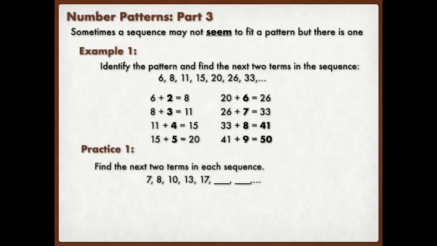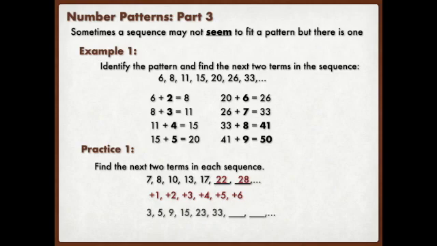Now let's find the next two terms. Is it 7 plus 1 is 8? Okay. 8 plus 1 is 10? No. 8 plus 2? Ooh. Okay. 10 plus 3? 3 plus 4? Oh, very similar to what we just had. We're doing a plus 1, 2, 3, 4, 5. So 17 plus 5 is 22. 22 plus 6 is 28. So it may not seem that there's a pattern there, but there is, hidden within the numbers.